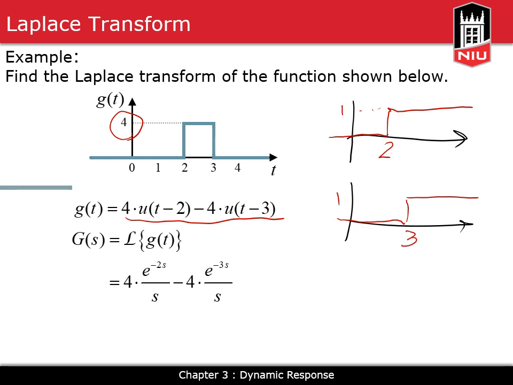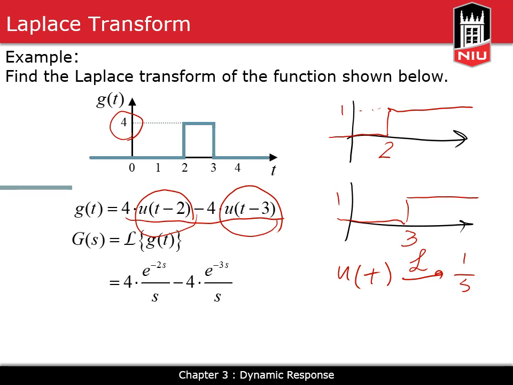The Laplace transform of g of t, again using the superposition law, would be 4 times the Laplace transform of u of t minus 2, minus 4 times the Laplace transform of u of t minus 3. So what is the Laplace transform of u of t minus 2? From the table of Laplace transforms, we only have the Laplace transform of u of t, that is equal to 1 over s.